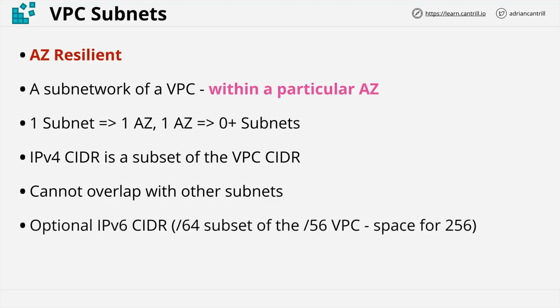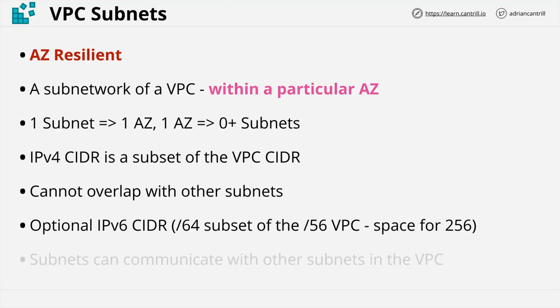Now, a subnet can optionally be allocated an IP version 6 CIDR block as long as the VPC also is enabled for IP version 6. The range that's allocated to individual subnets is a /64 range, and that /64 range is a subset of that /56 VPC. So a /56 IP version 6 range has enough space for 256 /64 ranges that each subnet can use.